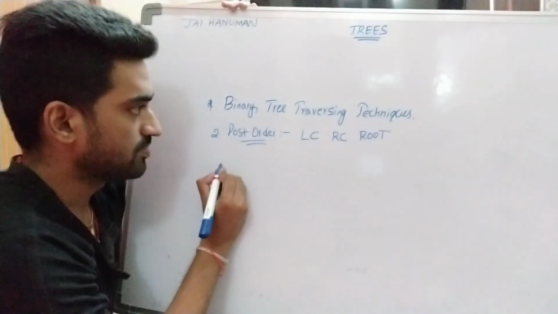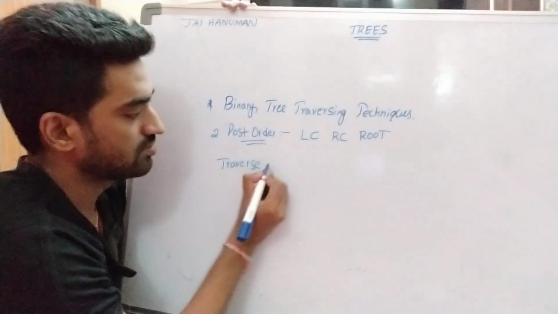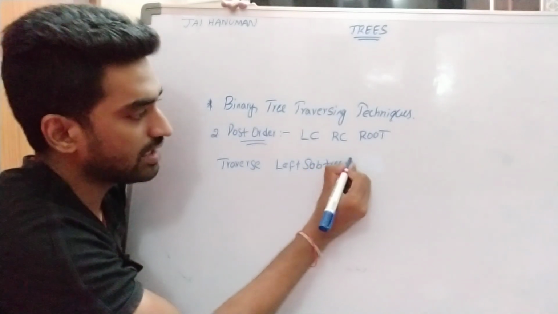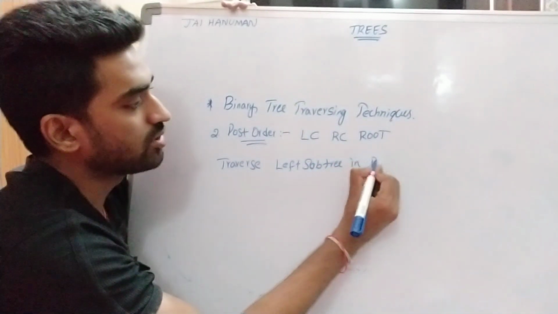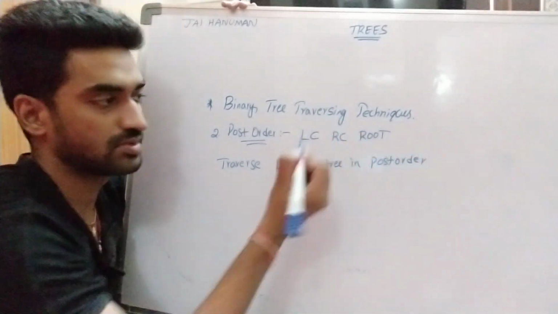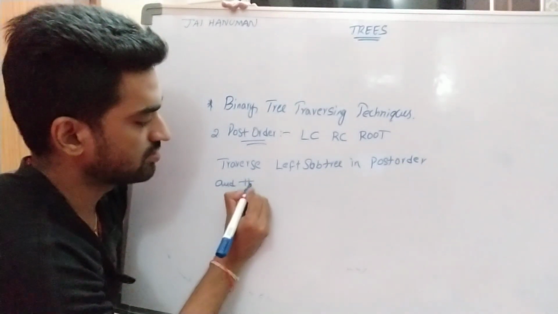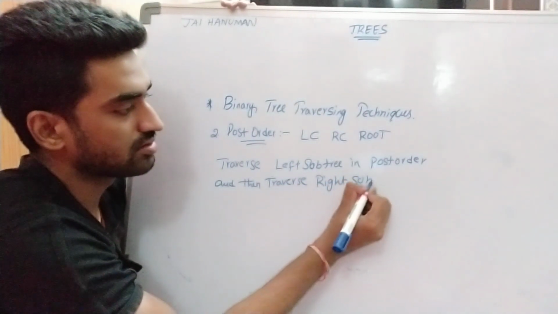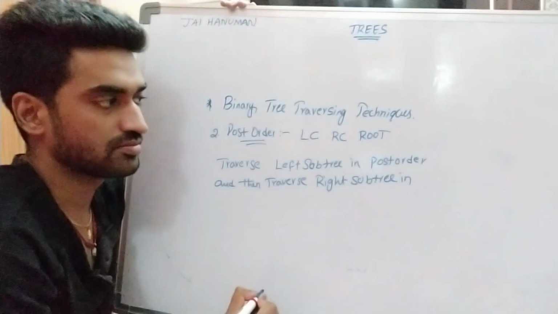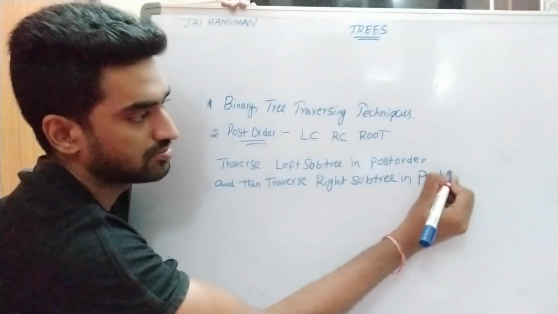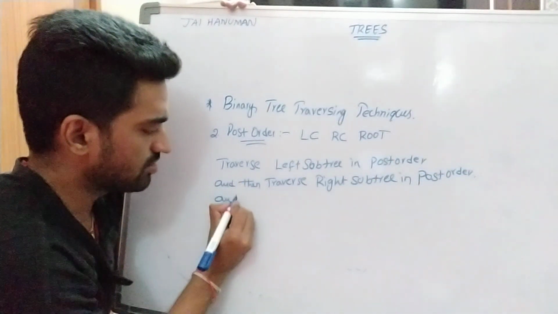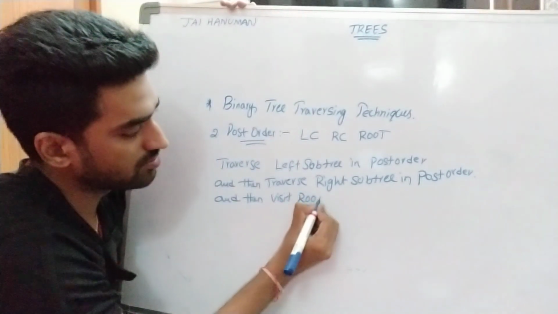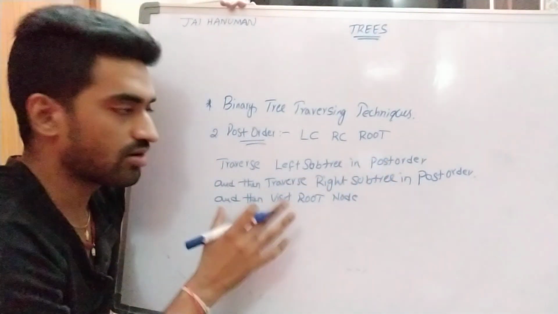So in this traversing, traverse the left subtree in post order and then traverse the right subtree in post order and then visit the root node. So this is the order, right?